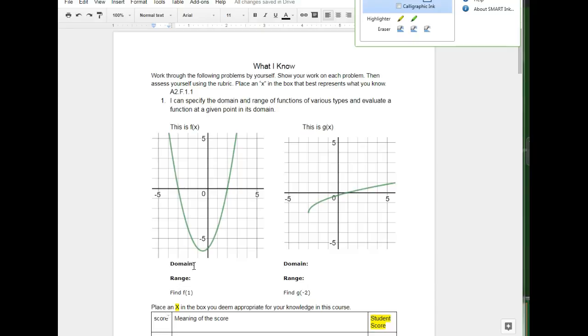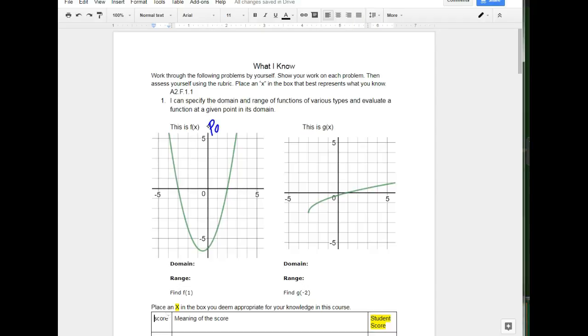All right, so first of all, when we're talking about domain and range here, domain, remember, is how wide our graph gets. So this first one says I can specify the domain and the range of functions of various types and evaluate a function at a given point in its domain. So what type of function is this? Remember, this is a parabola or a quadratic because it's U-shaped.